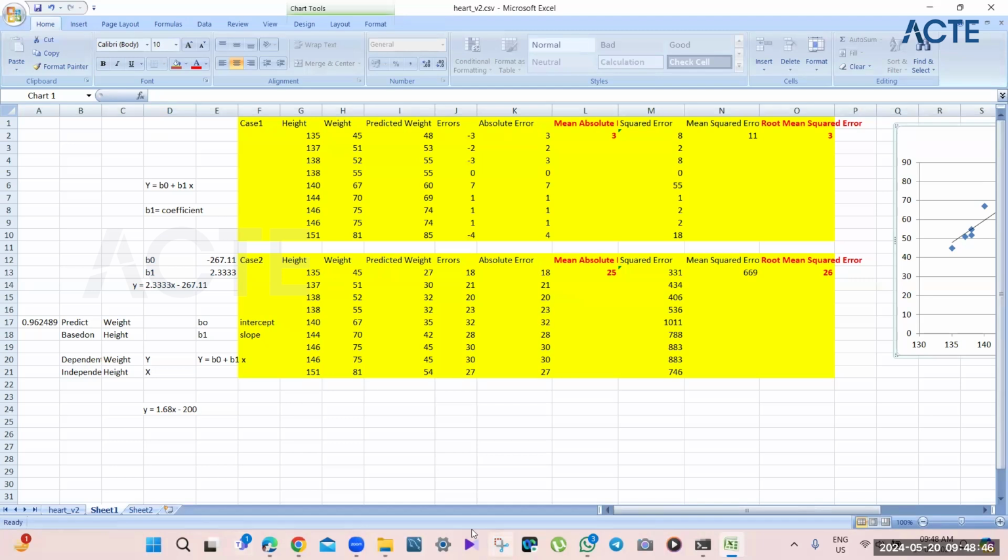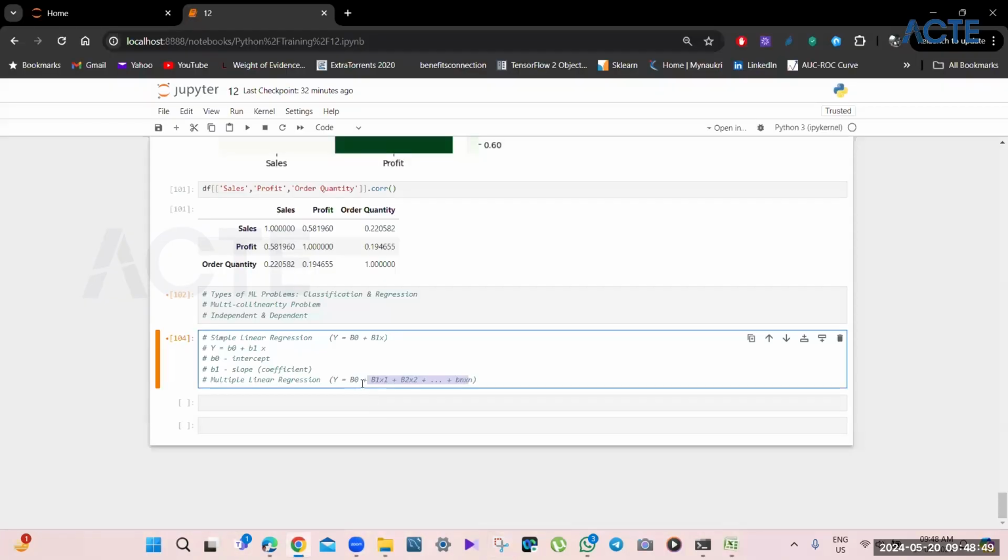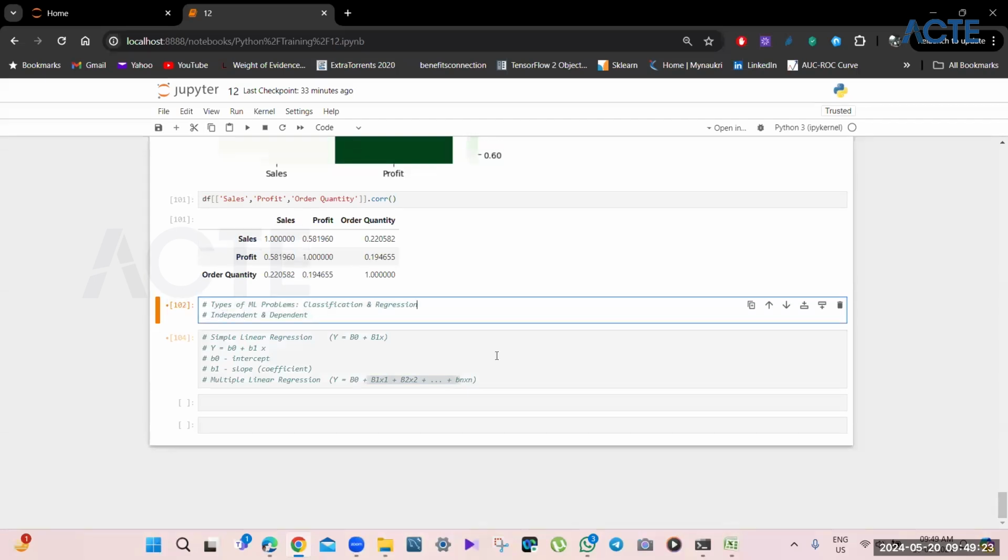So that is all about the simple linear regression. And the same thing, when you have multiples, it will become a multiple linear regression. You understood the multiple linear regression? Yeah. So that is the same one, but with a twist, where instead of one variable, you will have more than one variable. That's it. That is the only tweak here with a multiple linear regression.